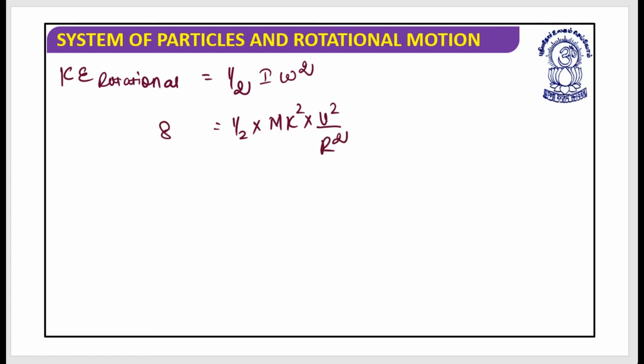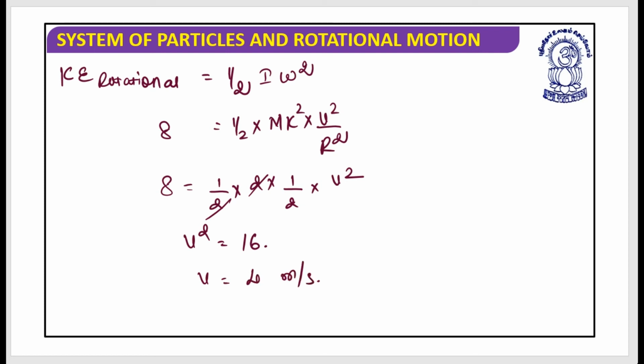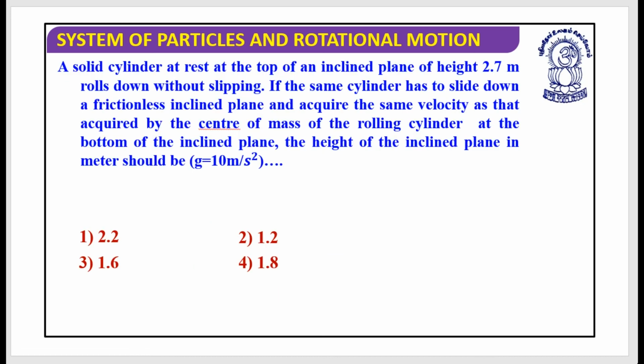Now it's 8 joule. So 8 equals half into mass, which is 2, into k square by r square, which for a disc is 1 by 2, into v square. This has gone. This v square equals 16, so this v would be equal to 4 meter per second. That's it, you did it. Great job, well done. Ready for the next question? Let's have a look.